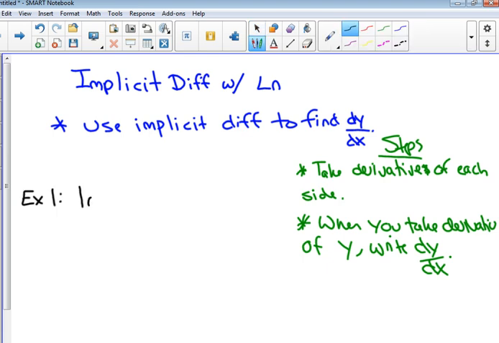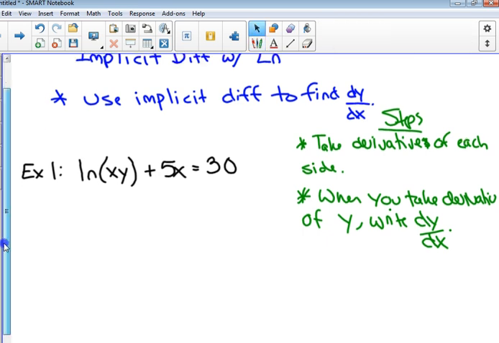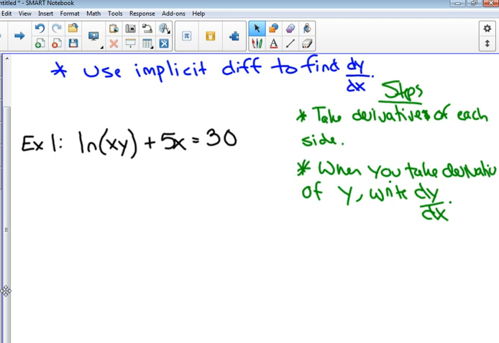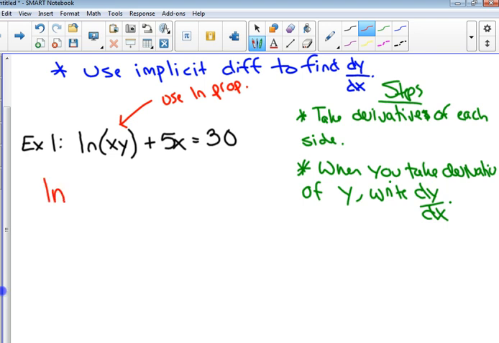Example 1. You have ln of xy plus 5x equals 30. Look for this with regards to your ln: use your ln properties to make it easier. I did the same thing at first, and then I realized that makes it very complicated. So to make it easier, because these are being multiplied, ln x plus ln y. The rest of it is just going to stay the same for right now.